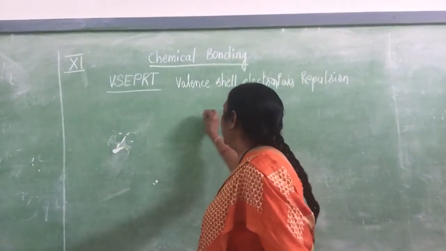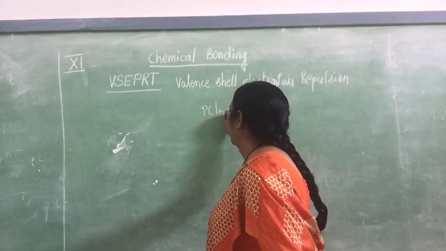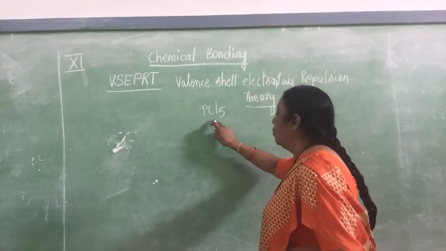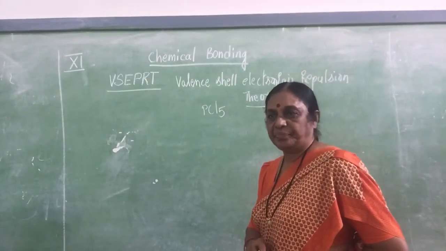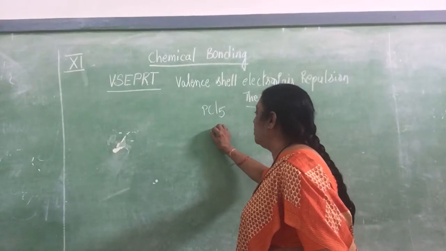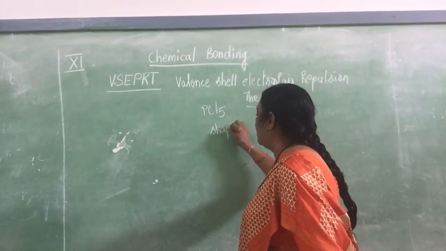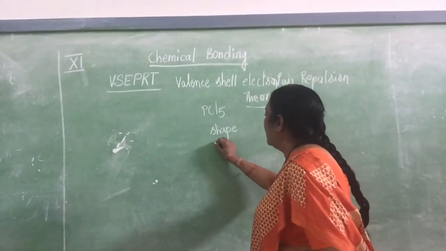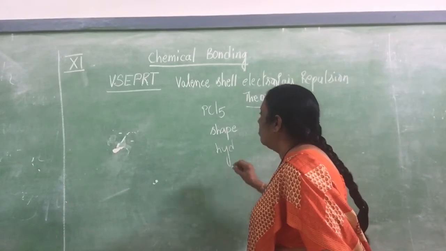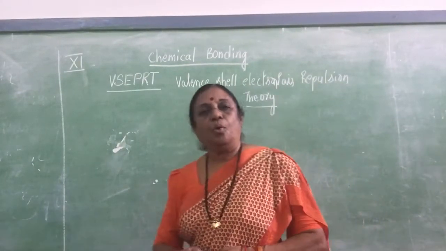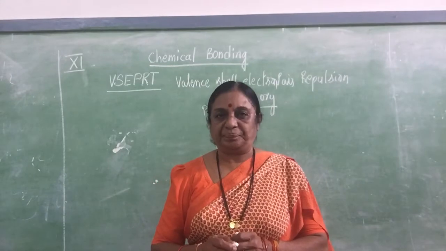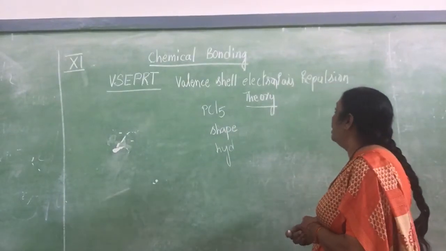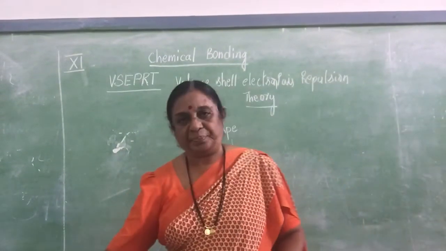Now, suppose, children, a PCl5 molecule is there, that is phosphorus pentachloride. If you want to know what is the hybridization and what is the shape of the molecule, shape is also called in chemical language geometry. What is the geometry of the molecule? What is the hybridization? And what is the bond angle? So to know all these points regarding all the compounds, we have to study valency shell electron pair repulsion theory.